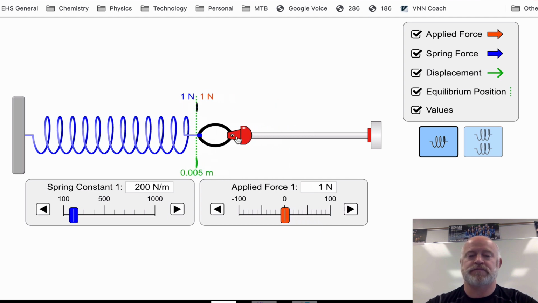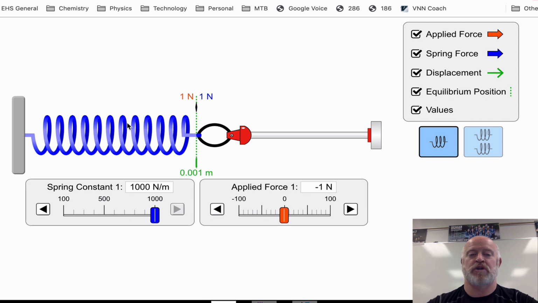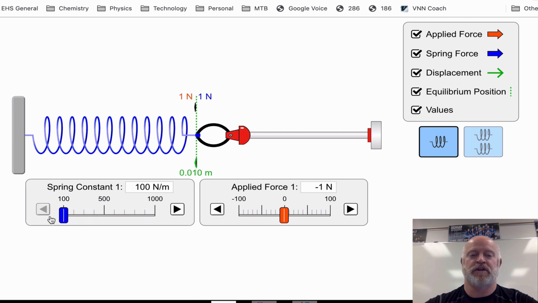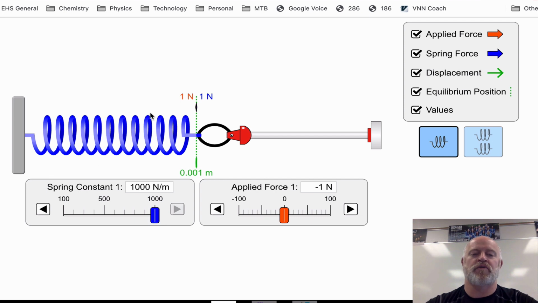If I put this thing back to normal and change my spring constant, so let's say I make this thing much, much stronger, notice what happens to our spring. We had a skinny little spring, and now I pull this over and I have a really thick spring. Think of a rubber band versus those elastic bands that you might use when you work out in the weight room. We made the spring constant much bigger.